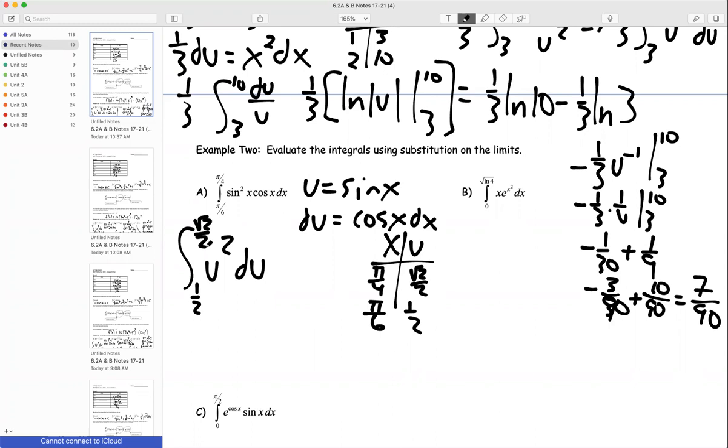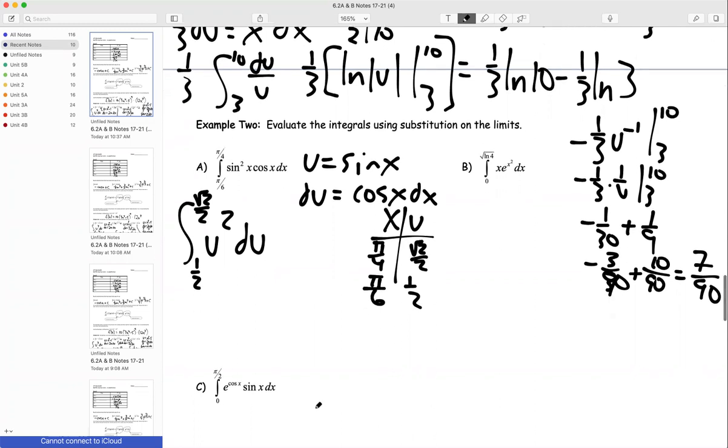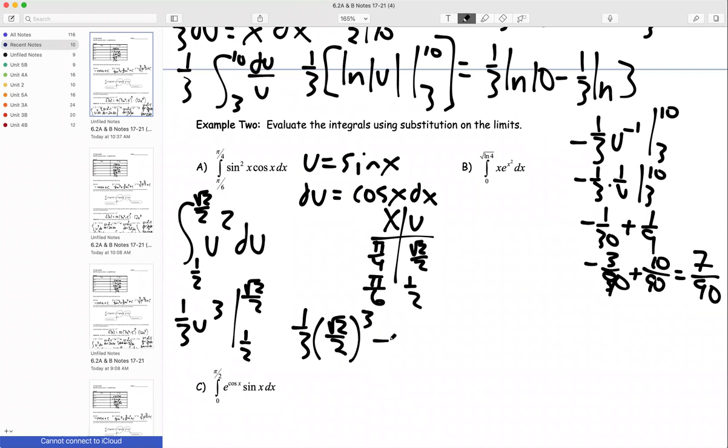Antiderivative of u squared, 1/3 u cubed, evaluated from 1/2 to the square root of 2 over 2. So now I am going to plug in my bounds, which gives me 1/3 times square root of 2 over 2 to the 3rd power minus 1/3 times 1/2 raised to the 3rd power.